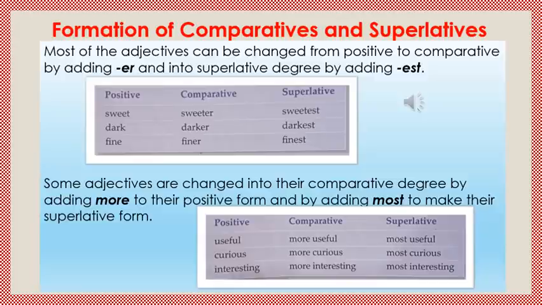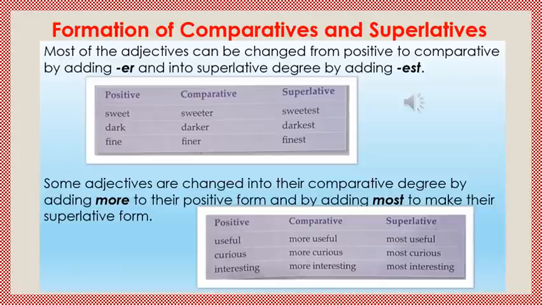And another way: some adjectives are changed into their comparative degree by adding "more" to their positive form and by adding "most" to make their superlative form. Okay, you can see the example. Useful. Here to make the comparative we use "more" in front of that. More useful, and the superlative, most useful. Curious, more curious, most curious. And the last one given, interesting, more interesting and most interesting.